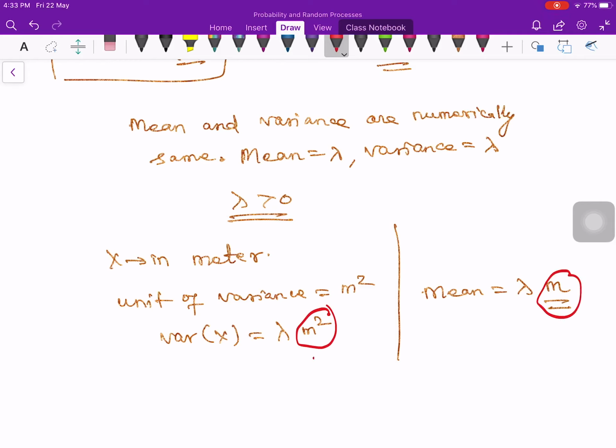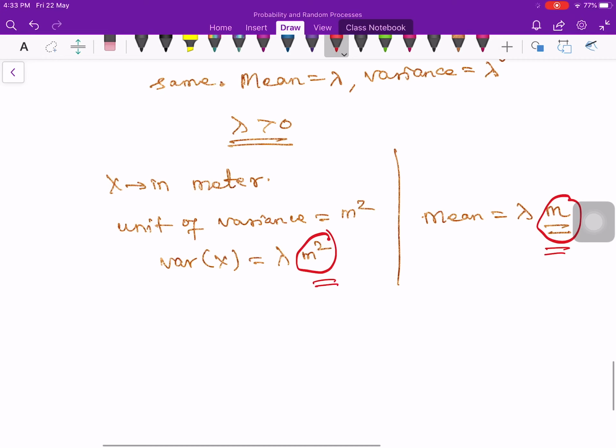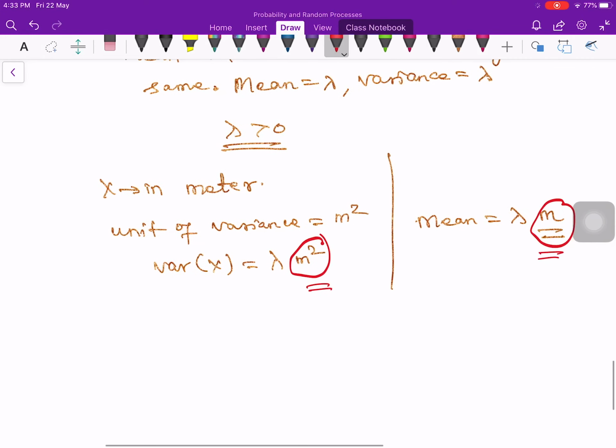So the variance has a unit of meter squared, and the mean has the unit of meter. That's the difference. Now let me take one more example.